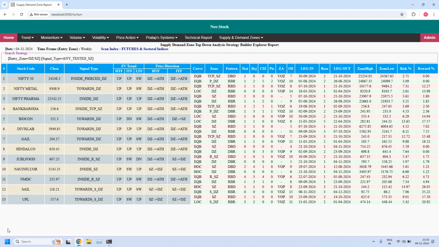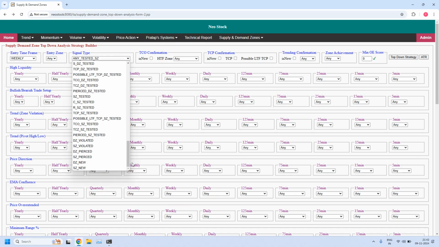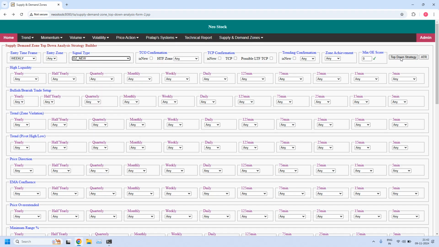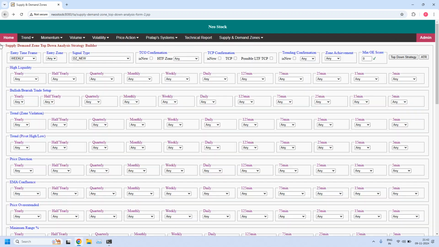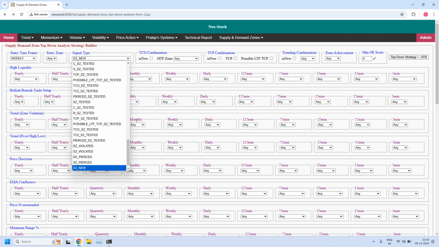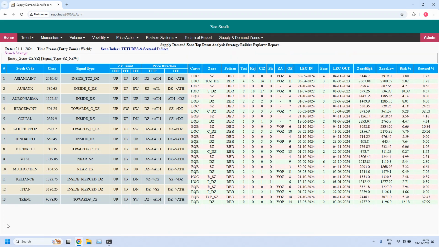Okay. Next, let us identify newly created weekly demand and supply zones, because this is the end of the week, we can identify now. For weekly time frame, let us find the stocks having newly created weekly demand zones. These 8 stocks are having newly created weekly demand zones. Next, for weekly time frame, let us find the stocks having newly created weekly supply zones. These 13 stocks are having newly created weekly supply zones.